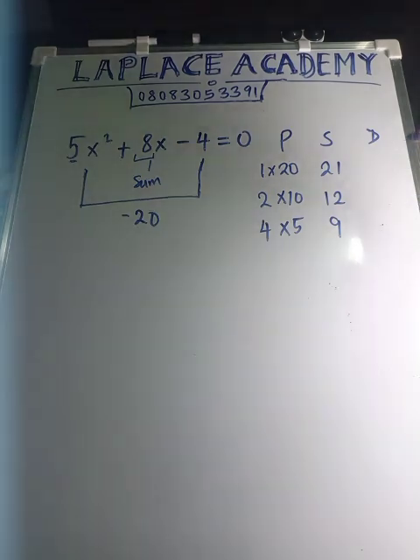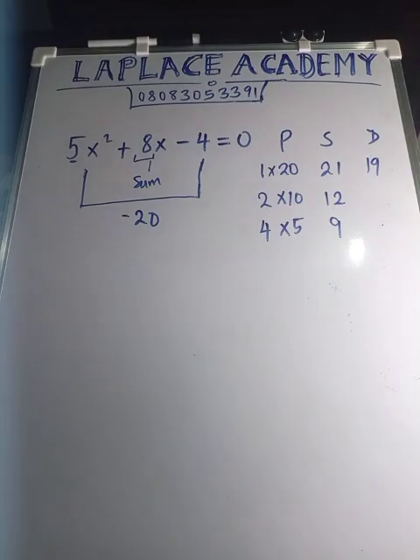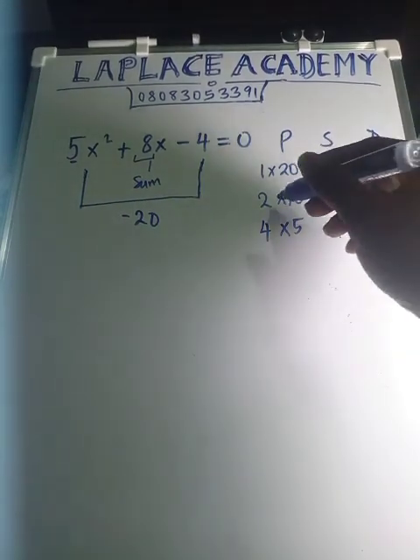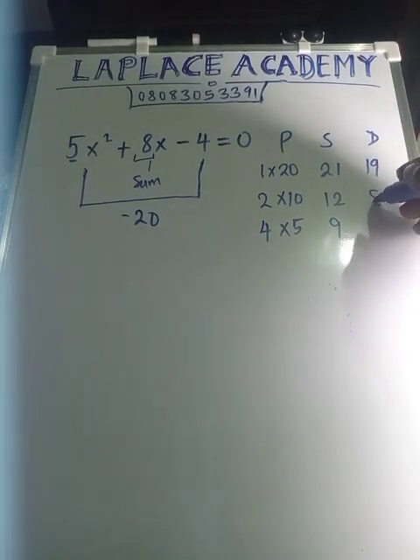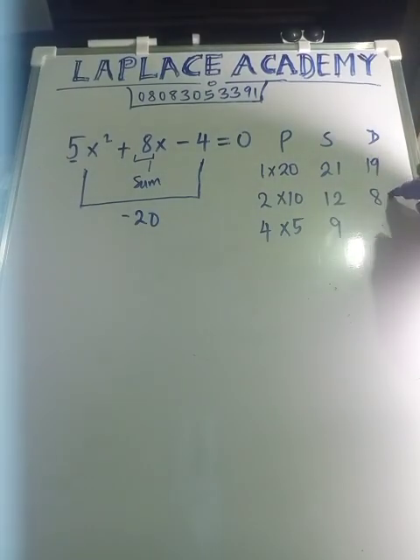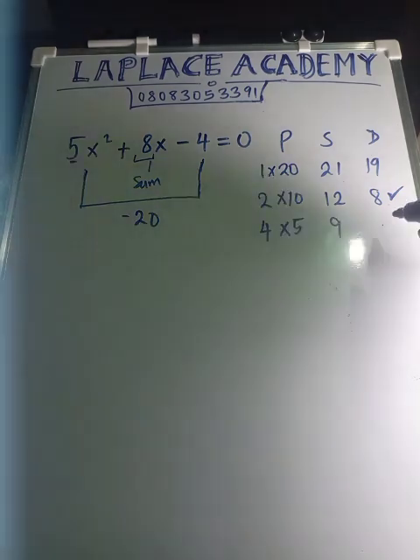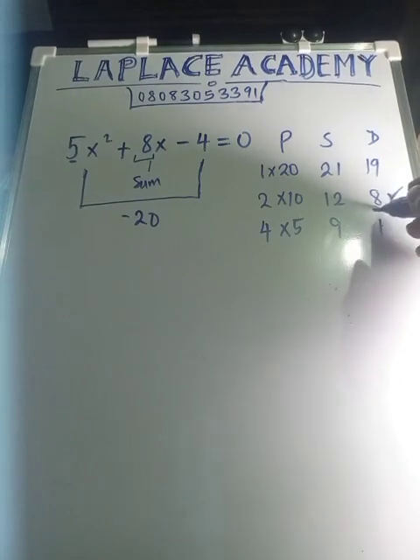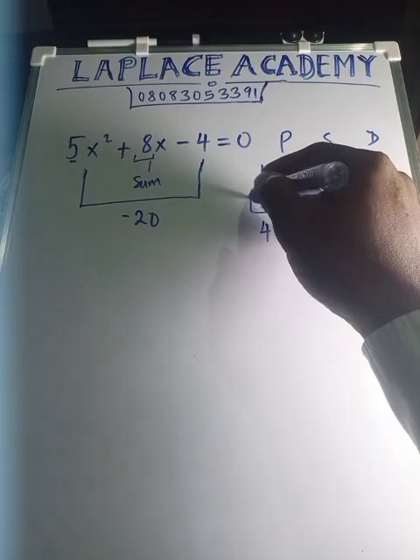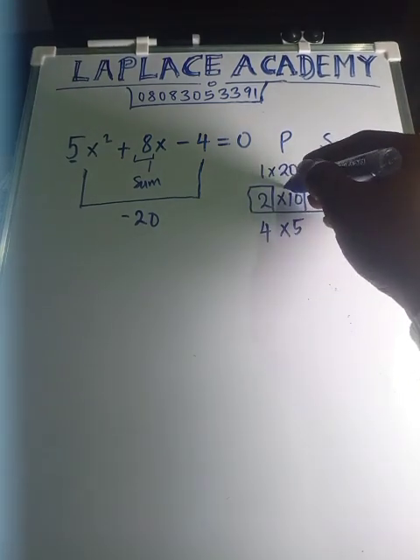Then we try the difference. The difference between 1 and 20 is 19. Our sum is not 19. The difference between 2 and 10 is 8. Our sum is 8. But let's exhaust the remaining one. The difference between 5 and 4 is what? 1. So it means we are obtaining our 8 along this line. So it implies that the 2 numbers we are looking for are 2 and 10.